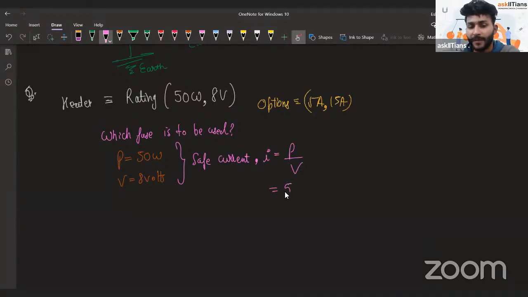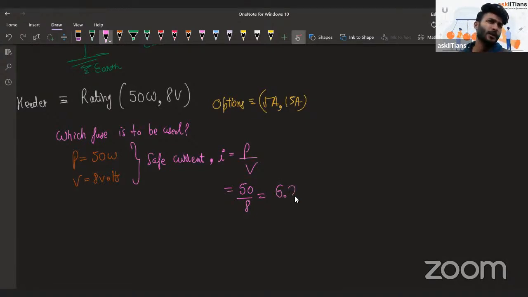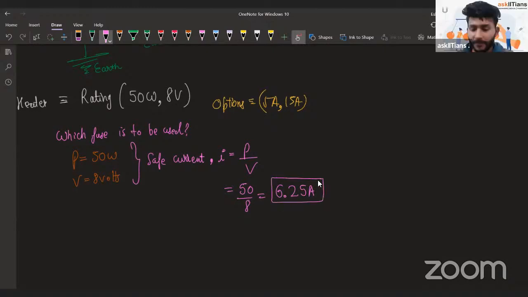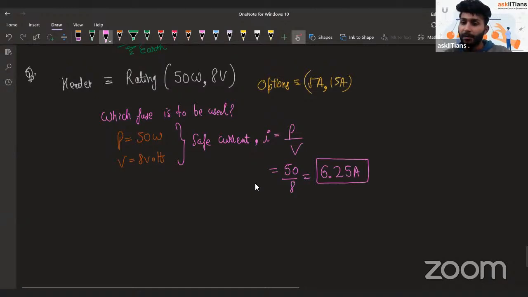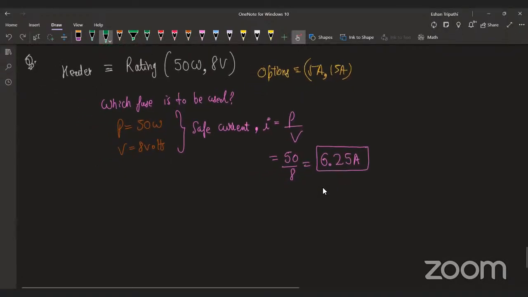Power by voltage, which is 50 by 8, which is 6.25 amperes. That means you can safely pass 6.25. What would happen if you pass current lesser than 6.25? Nothing. It will glow but with lesser brightness, or heat up less. But if you give current more than 6.25, what will happen? The circuit will malfunction.